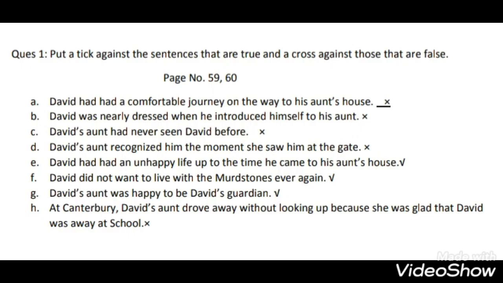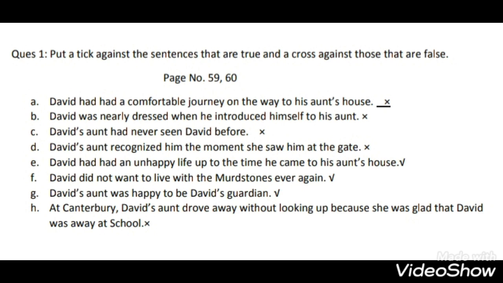Question is, put a tick against the sentences that are true and a cross against those that are false. A. David had a comfortable journey on the way to his aunt's house. Is this statement right or wrong? No, this is wrong. Why? Because he faced many problems on the way to his aunt's house.